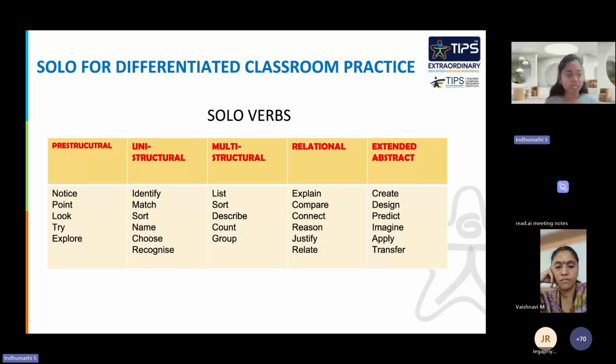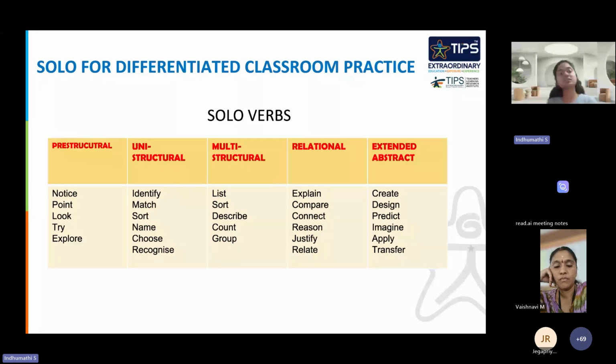Pre-structural level: here we can use notice, point, look, try, explore. Unistructural level: identify, match, sort, name, choose, organize. Multistructural: list, sort, describe, count, group. Relational: explain, compare, connect, reason, justify, relate. And then the extended abstract: create, design, predict, imagine, apply, transfer.